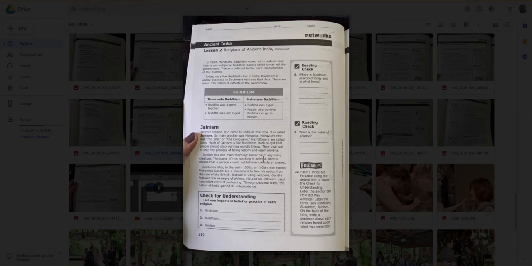All right, so you've got check for understanding at the bottom. List one important belief or practice of each religion. So just go back and list just one practice or belief.